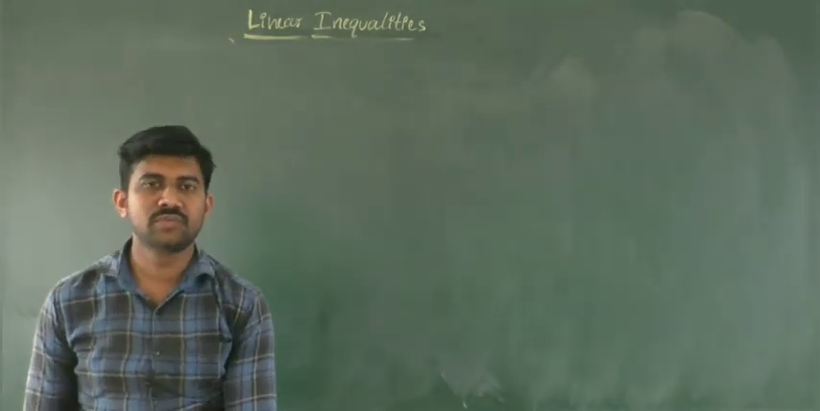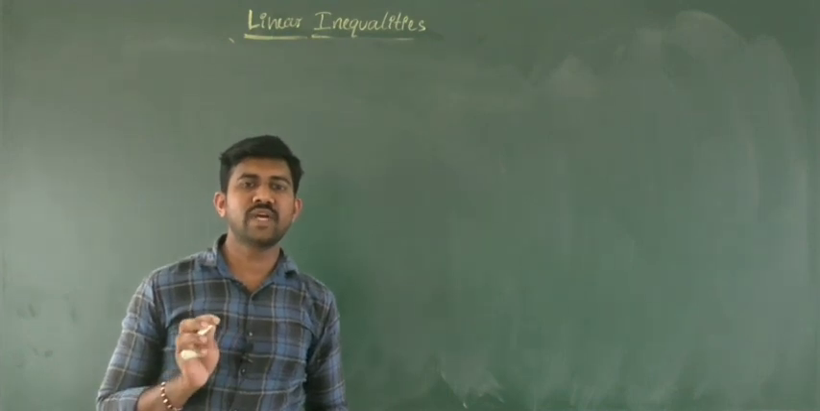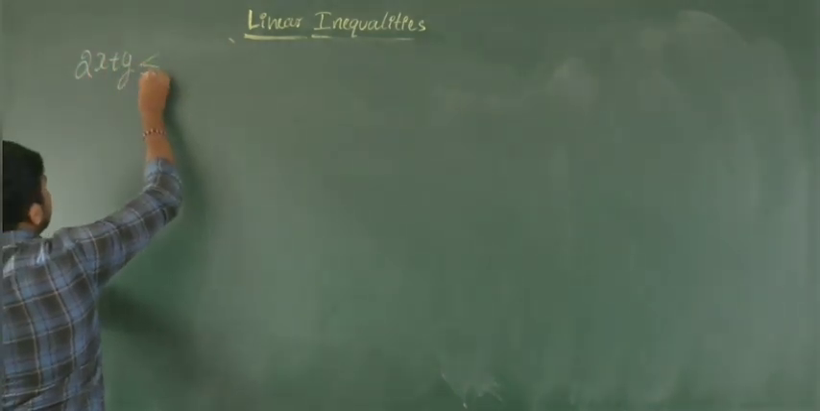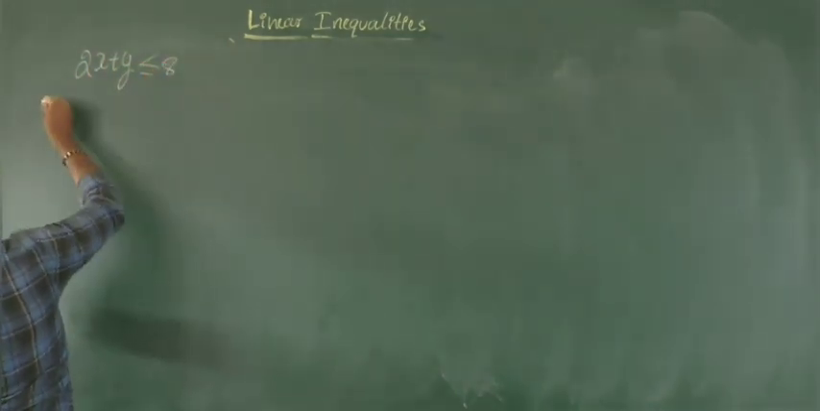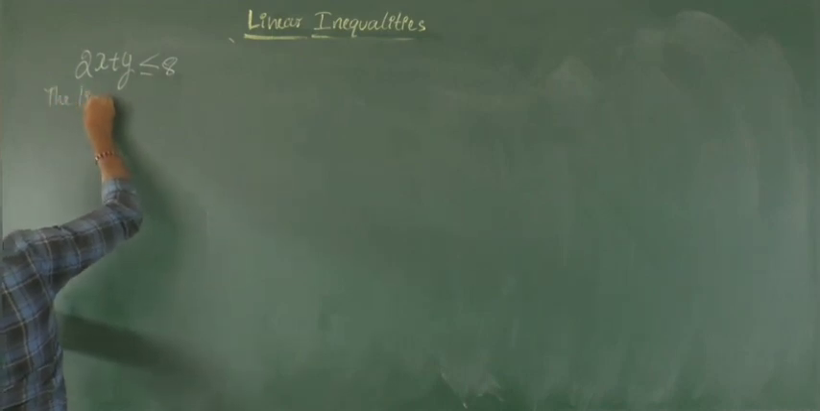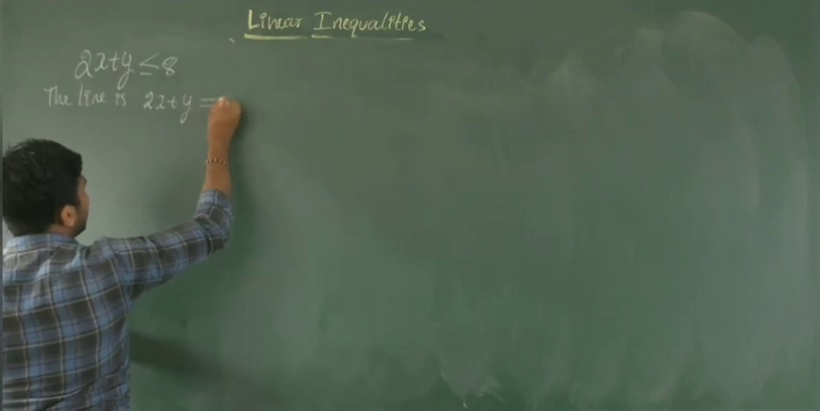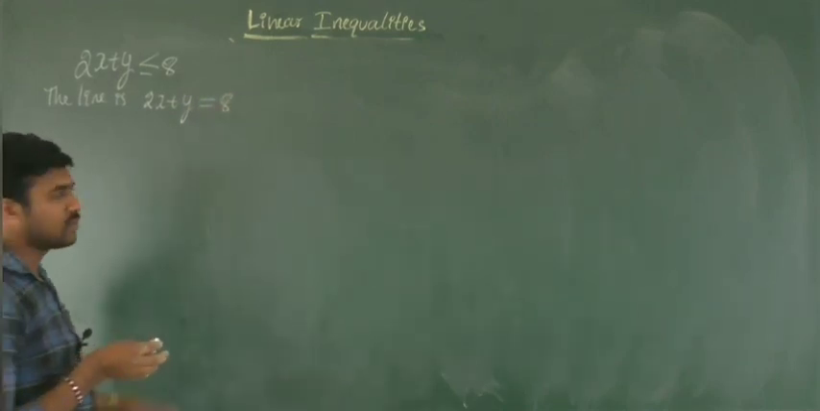See what is the next question we have. 2x plus y less than or equal to 8. 2x plus y less than or equal to 8. Okay, now first write the line. The line is 2x plus y equal to 8. 2x plus y equal to 8.